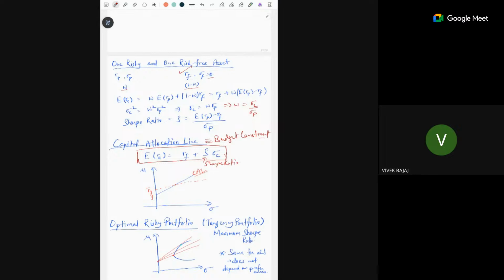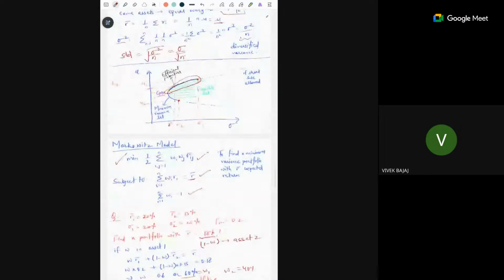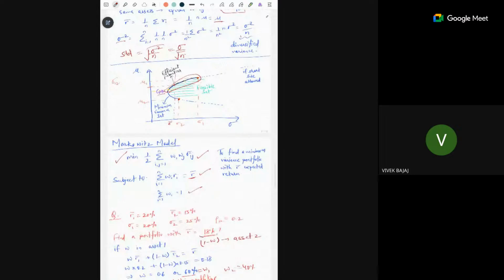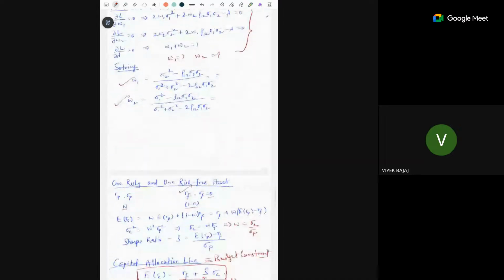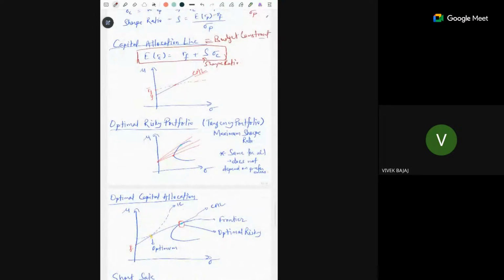Okay, now earlier in the risky asset case, we got this efficient frontier. Now we got this capital allocation line, and we combine both of them to find the optimal risky portfolio. Which one will be the optimal risky portfolio? Will it be the one which has the minimum variance, or will it be something else?